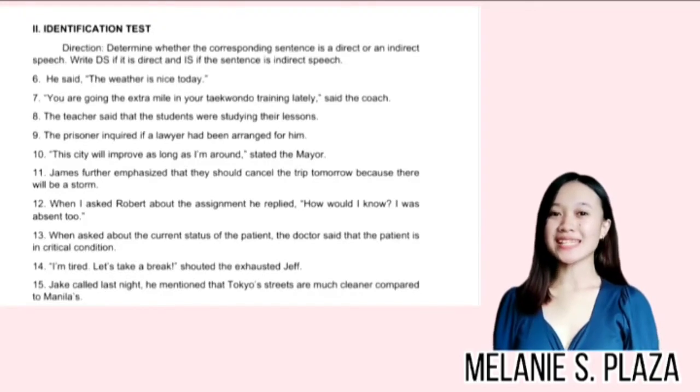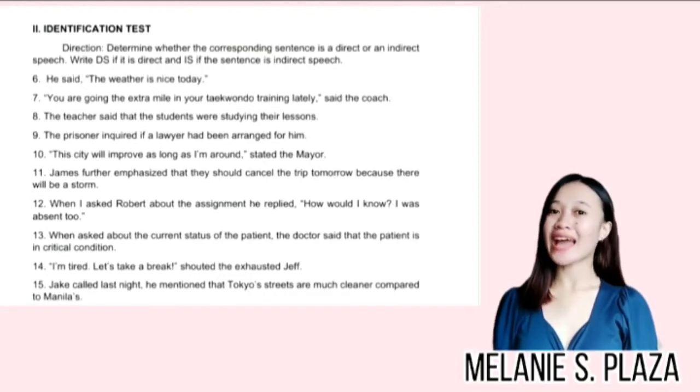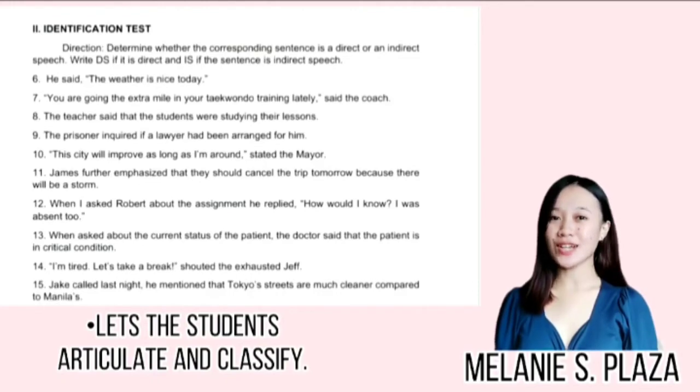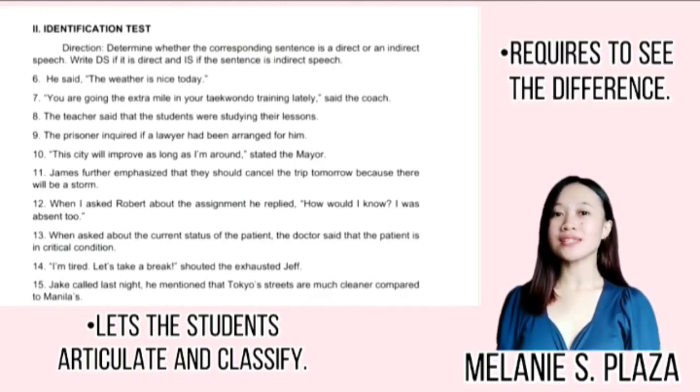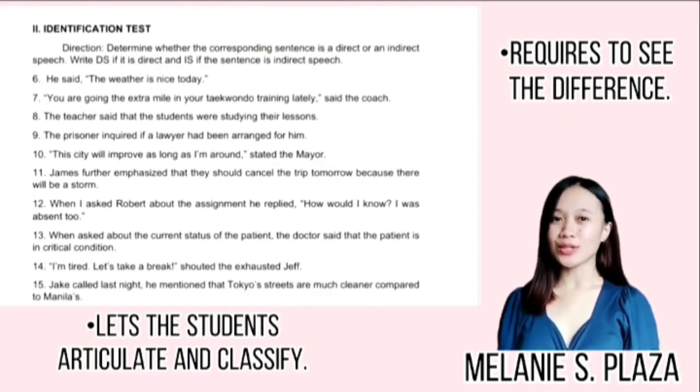Test 2 is a 10-item identification test. Level of understanding is this type of test. With an objective, the students must be able to determine whether the corresponding sentences use direct speech or indirect speech. An identification test with a level of understanding helps the learners to articulate or classify between 2 speeches. This type of test requires the students to see the difference between the 2 and conclude.